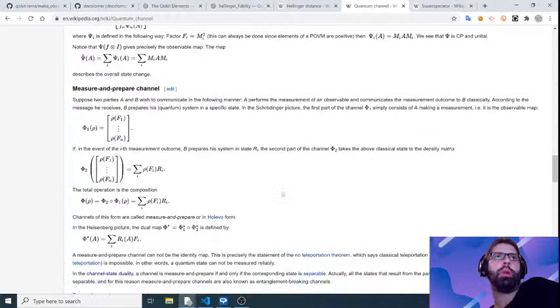Suppose two parties A and B wish to communicate in the following manner. A performs the measurement of an observable and communicates the measurement outcome to B classically. According to the message he receives, B prepares his quantum system in a specific state. In the Schrödinger picture, the first part of the channel simply consists of A making a measurement. It is the observable map, okay? If, in the event of the ith measurement outcome, B prepares his system in state R, the second part of the channel takes the above classical state to the density matrix.